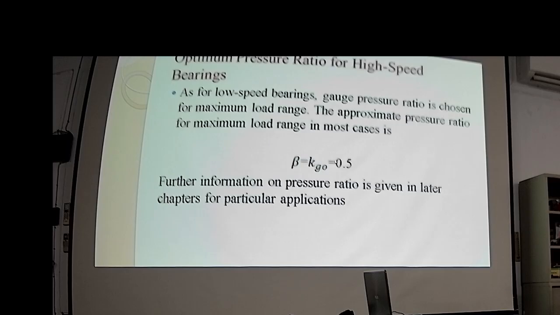So this beta equal to 0.5, this pressure ratio is linked for the maximum load in most of the case.